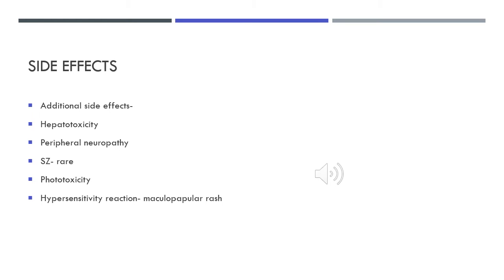So just some additional side effects, and I'm saying this as additional because I think the ones I just mentioned are a little more discussed and more likely to be noted. Hepatotoxicity can certainly occur, but quite rare. Peripheral neuropathy and seizures also quite rare. I will say phototoxicity is real. You can get a bit of a sunburn, so you have to be careful with patients who are going to be out in the sun. And then hypersensitivity reaction with a maculopapular rash, which sadly so many antibiotics can do, but I shouldn't fail to mention it to you. So I would just add those in as well.